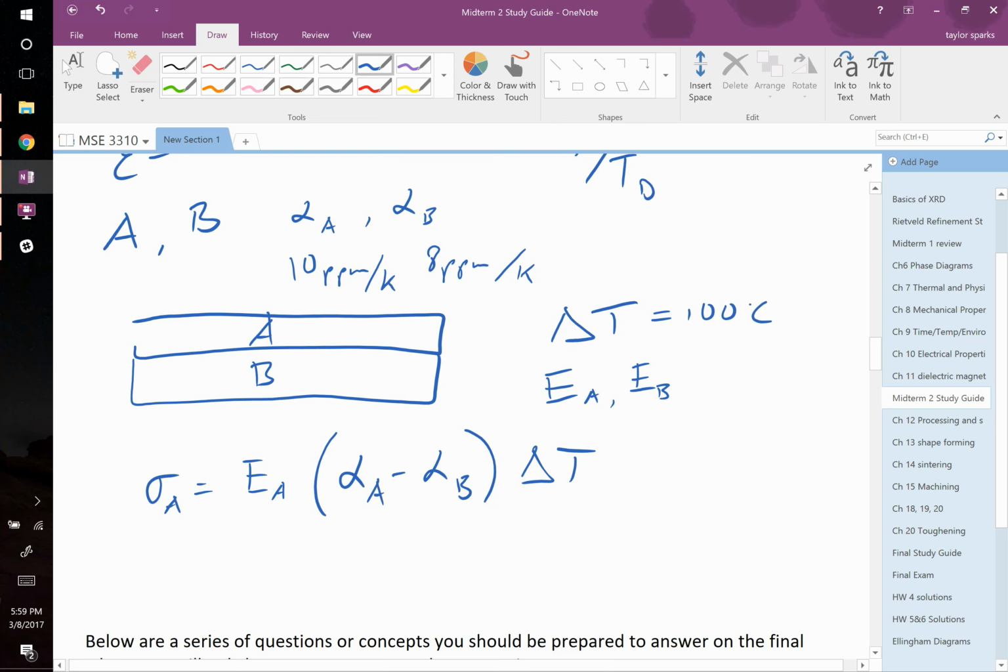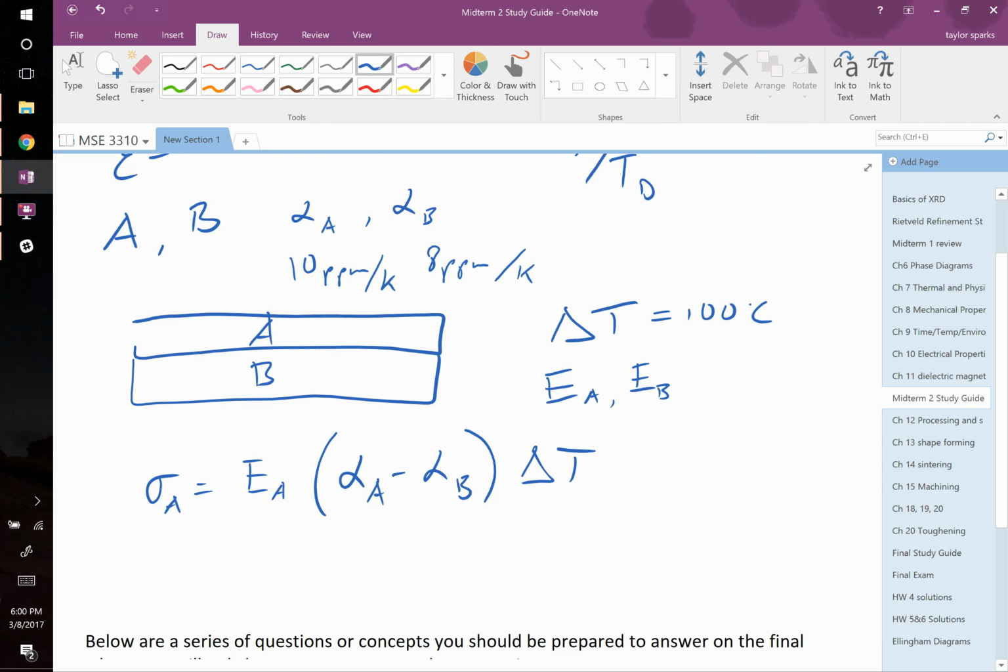Quick question, do I need to convert 100 C into 373 Kelvin? No, because we're talking about differences. Kelvin and Celsius are on the same scale, just shifted relative to one another. If this was absolute temperature, yeah, you would have to do it. Where it's the delta T, it's still 100 degrees. 100 degrees C equals 100 Kelvin. We're talking about differences.